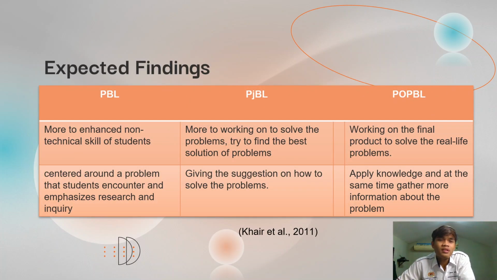All right, the last one is the expected finding. For the expected finding, we have 3 columns: problem-based learning, project-based learning, and project-oriented problem-based learning. As you can see in the table, the 2 columns of PBL and PJBL are from Kyle et al., 2011, which discuss the differences between problem-based learning and project-based learning. For now we are going through project-oriented problem-based learning, but we ran out of time, so I will expect the findings for this one.